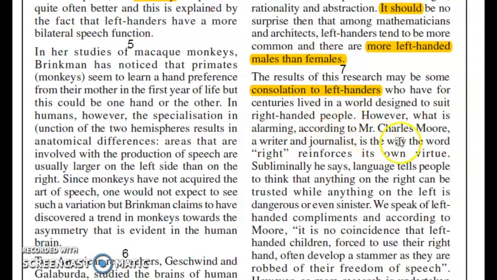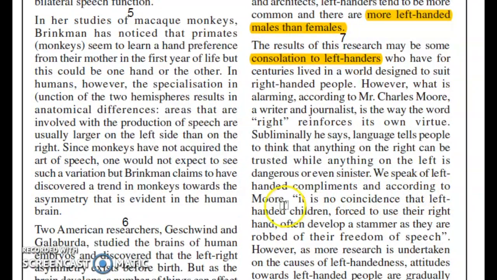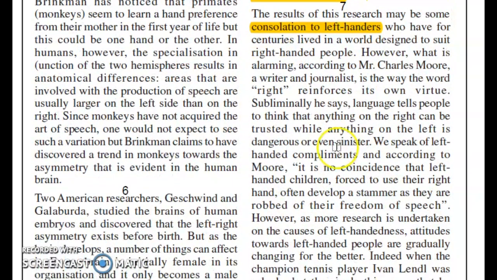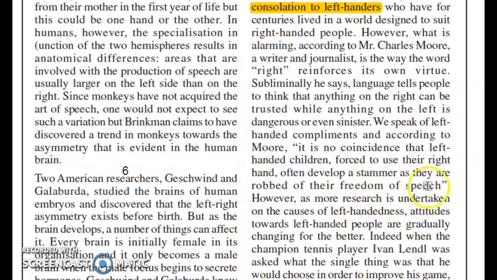However, what is alarming according to Mr. Charles Moore, a writer and journalist, is a way the word right reinforces its own virtue. Subliminally, he says, subliminally means without any perception or with little perception. He says language tells people to think that anything on the right can be trusted, while anything on the left is dangerous and even sinister. This is the discrimination also. We speak of left-handed compliments, and according to Moore, it is no coincidence that left-handed children forced to use their right hand often develop a stammer as they are robbed of their freedom of speech.